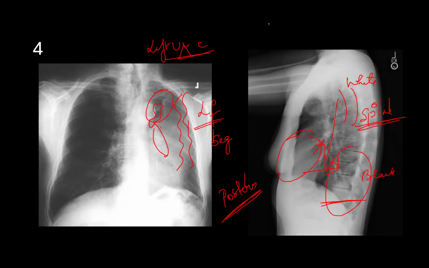And one more sign that is seen again in the collapse is the silhouette sign. We will not be able to make out the heart border. If the lower lobe is collapsed, it will silhouette the diaphragm. And also the spine sign, as I told. And one more sign is called the waist sign. That is, the collapsed lung will be seen like a waist.